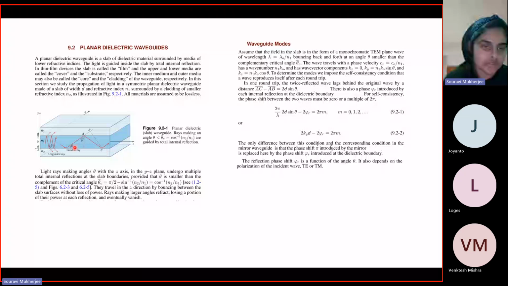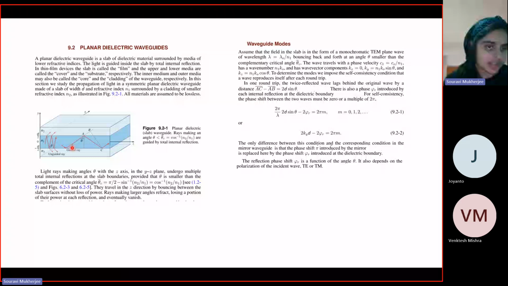So if this is your incident angle for this surface, the interface between the two media, and this is your theta. Theta is the angle that your wave vector makes with your direction of propagation. So you can see this makes a right angle triangle. That means theta and the incident angle are complementary to each other, right? So theta plus theta prime or theta bar is equal to 90.